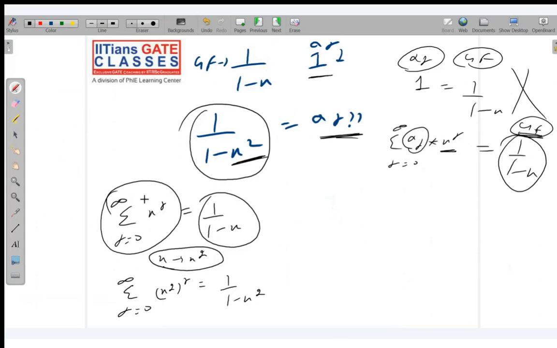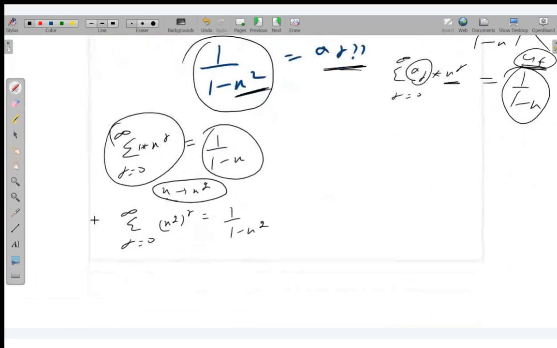See, I am not saying 1 is equal to 1 upon 1 minus x. I am saying the sum over r from 0 to infinity of x power r, 1 multiplied by x power r, is 1 upon 1 minus x. Now I have replaced x by x square, so we get the sum over r from 0 to infinity of x power 2r, which is 1 upon 1 minus x square.